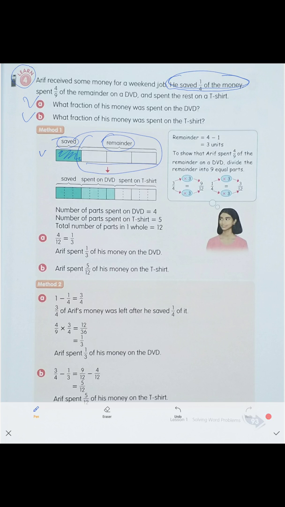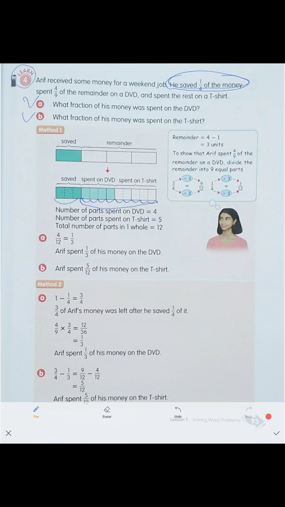It's these 3 units. Now what is happening with this remainder is they're showing by the arrow that we draw these units again. This is saved. Now we have to split the rest, the remainder, by 4/9. So we divide this into 9 parts, 9 units: 1, 2, 3, 4, 5, 6, 7, 8, 9.